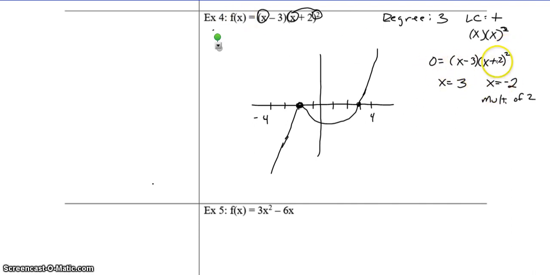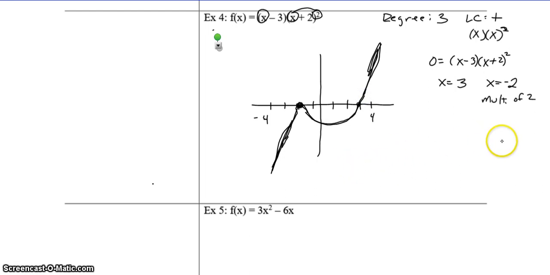Now the thing is, with the x plus 2 squared, we have two factors of it squared. So at the negative 2, we knew our end behavior down here to the left was negative infinity, to the right was positive infinity. So now what happened in between? Well, at negative 2, because of the even multiplicity, it bounced. And then the odd multiplicity came through.